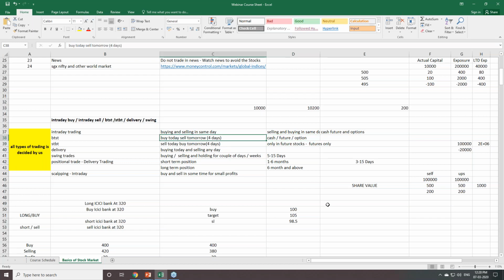BTST and STBT, say for example, you are analyzing a stock which is going to go up by 2 or 3% in the next 2 or 3 days. Then we will pick that stock as a BTST. For STBT, you are analyzing a stock which is going to go down in the next 2 or 3 days. Then you pick that stock for short selling, and that is called STBT. Within 4 or 5 days at maximum, that is BTST and STBT.